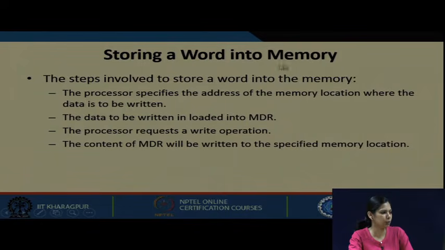Now, what happens for storing a word into memory? For storing a word, the steps involved are, first, the processor specifies the address of the memory location where the data is to be written.